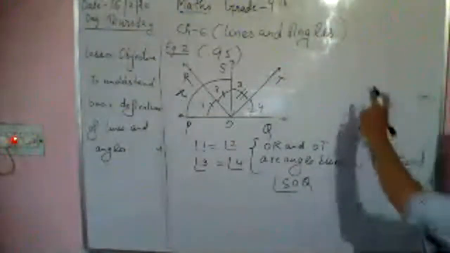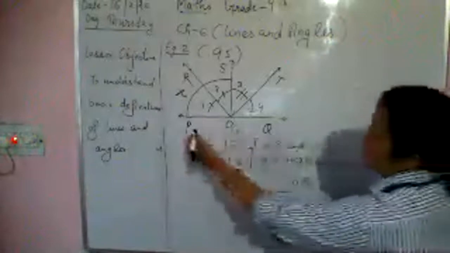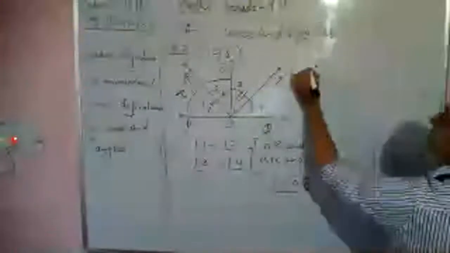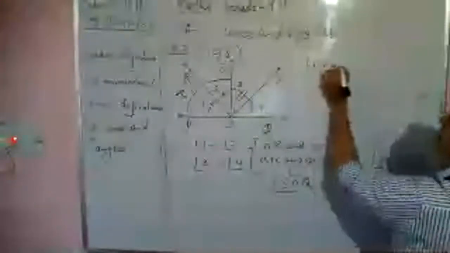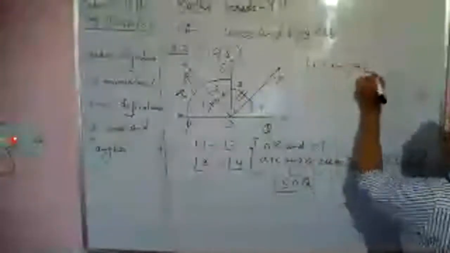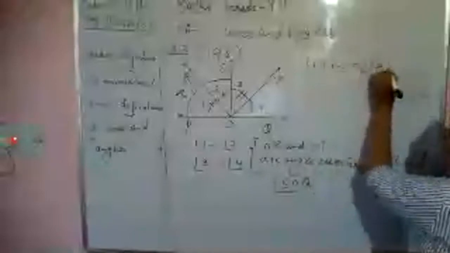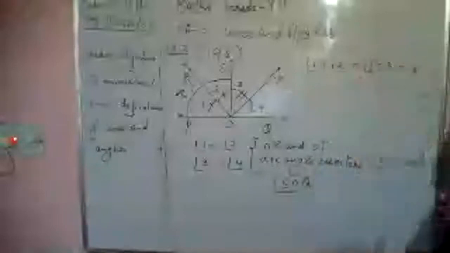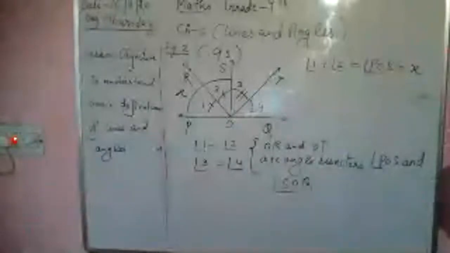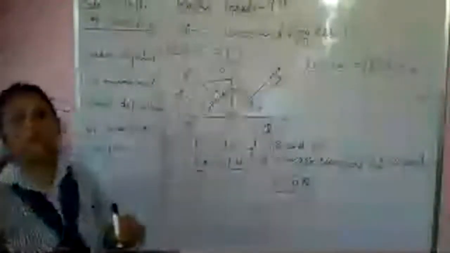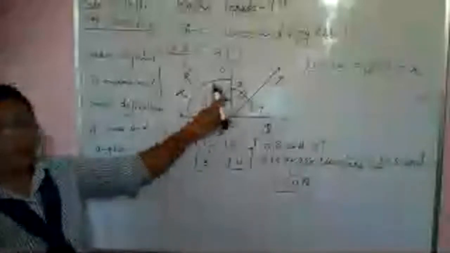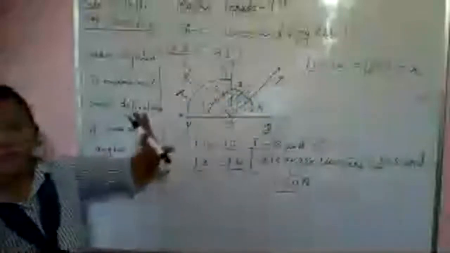So I'm writing here. It is given that angle POS is X. So you will write angle 1 plus angle 2 is equal to angle POS, which is equal to X. Okay, so what do you need to find? You have to find the value of angle 2 plus angle 3. What you have to find? 3 plus 2 or 2 plus 3.